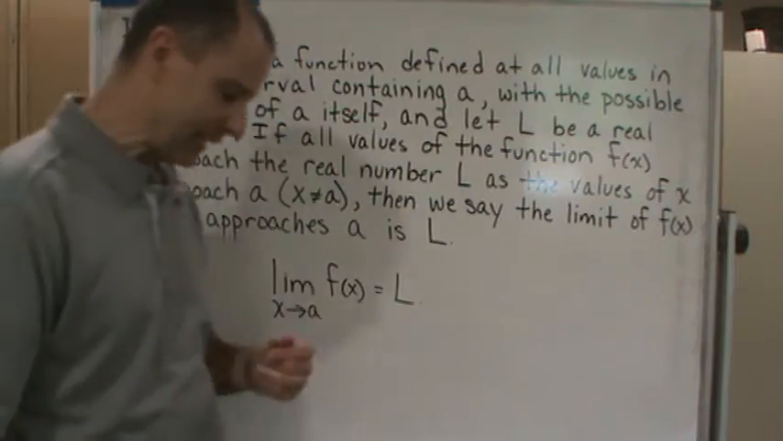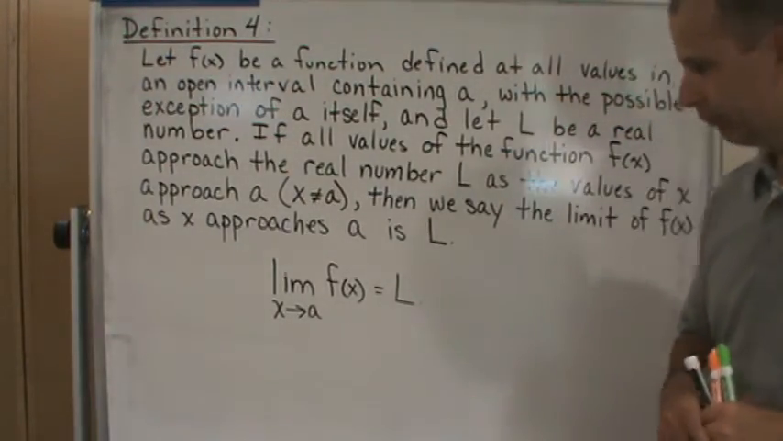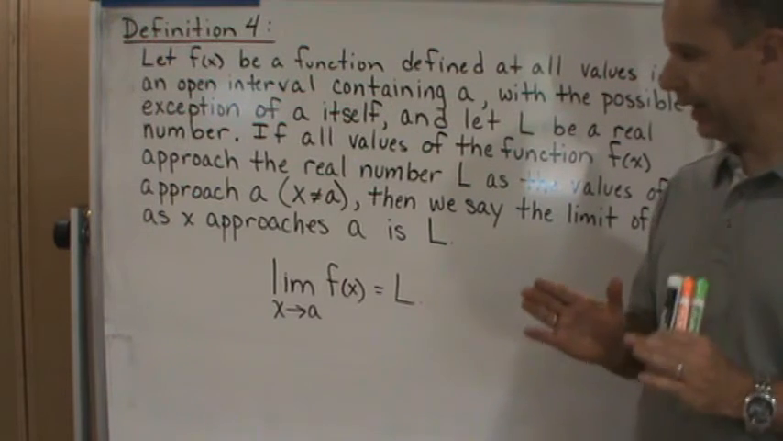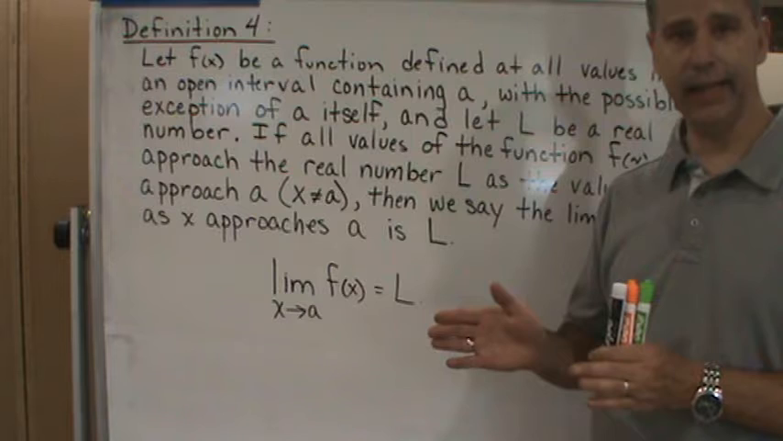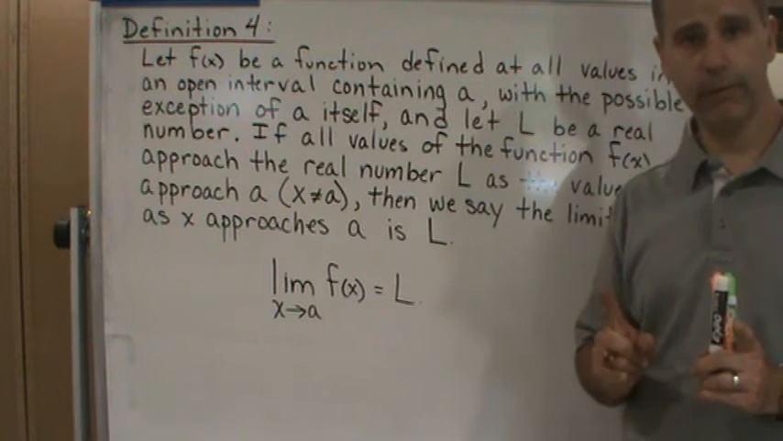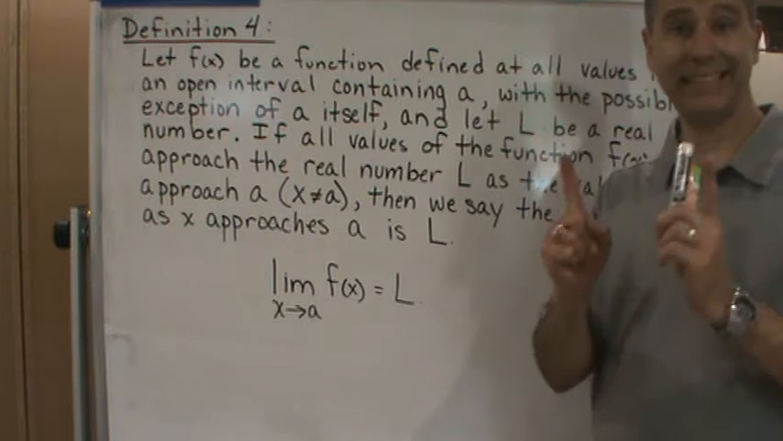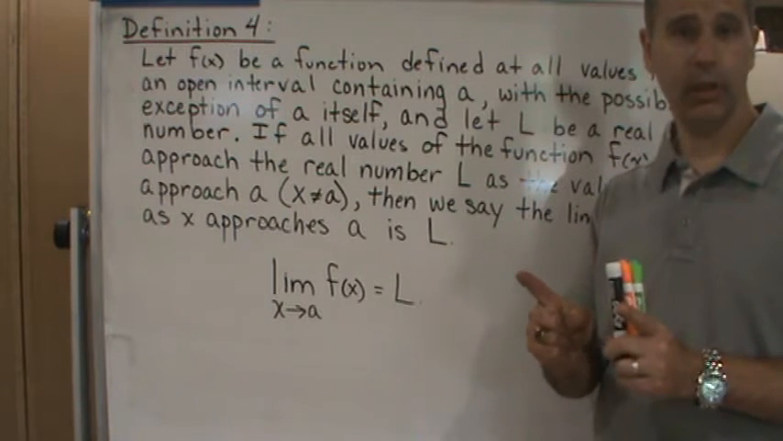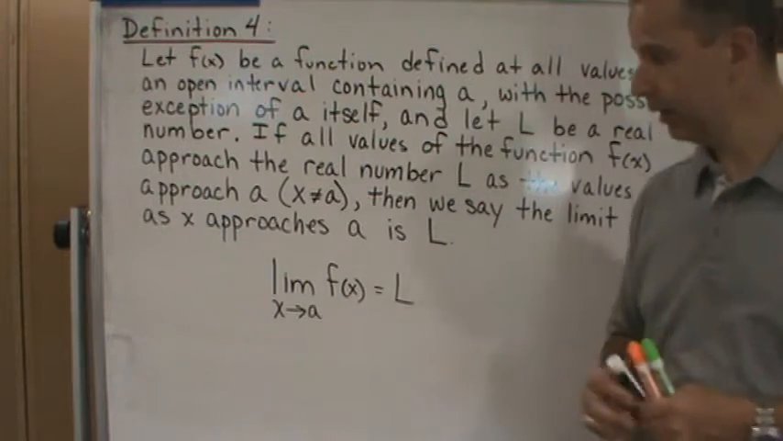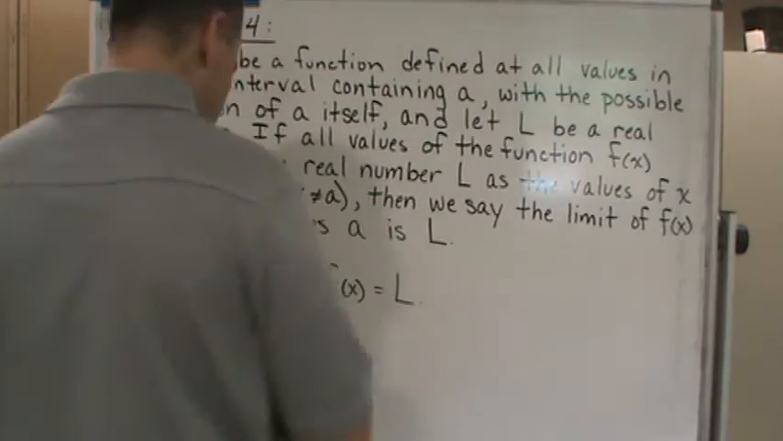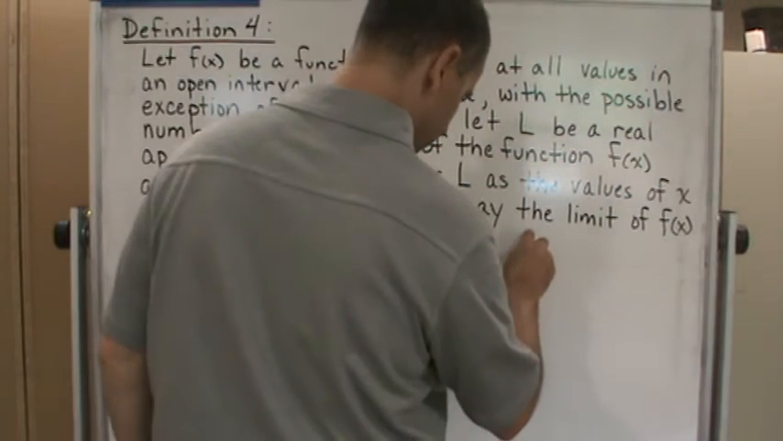Now, more succinctly, what we're saying here is this. As x gets closer and closer to a, the value of the function gets closer and closer and stays close to some real number L. Okay? And so what we mean, and you'll see this later on, is something like this.